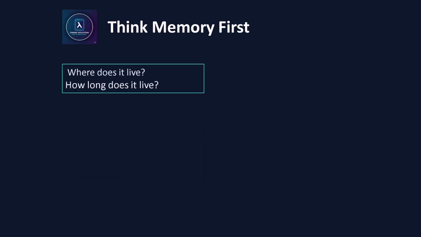Think in memory and time instead of names. Before asking what a variable means, ask where its value lives. Before trusting scope, ask how long the memory exists. These two questions will change how you debug, design, and reason about systems.